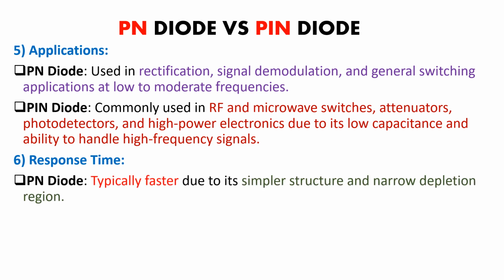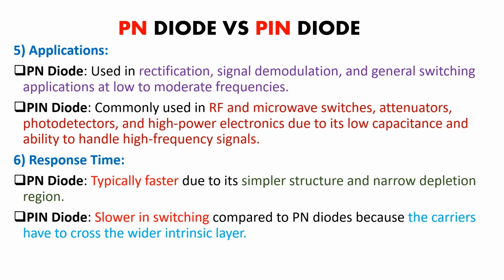Response time. Typically, PN diode has faster response due to its simpler structure and narrow depletion region. But PIN diode has slower response, or is slower in switching compared to PN diodes, because the carriers have to cross the wider intrinsic layer. The middle intrinsic layer is so wide that, due to that, the response time becomes slow.